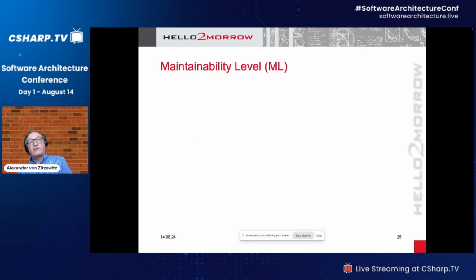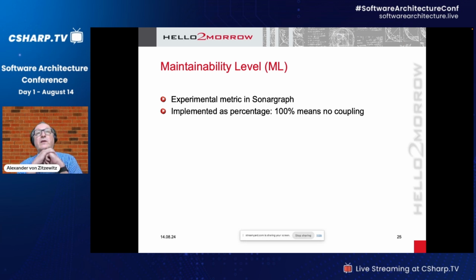Now, maintainability level is a way more complicated metric. We implemented that together with the customer. The idea was basically that's a metric we calculate per module. And for each module, we wanted to get a value between 0 and 100%. 100% would be perfect, 0% would be very bad. That basically correlates to the stomach feeling of developers about the quality of modules.